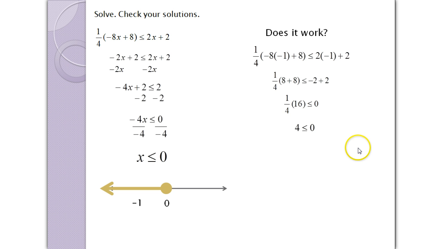So now ask yourself, is 4 less than or equal to 0? Is that a true statement? That is a big fat false statement. That is not true. 4 will never be smaller than 0. So now we have a false statement.